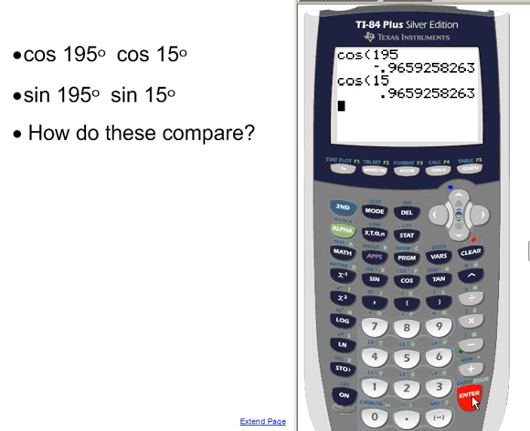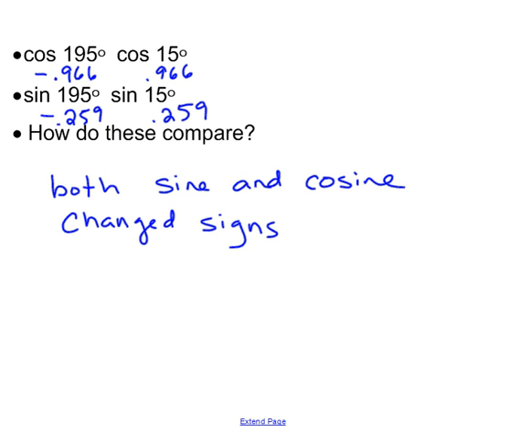So let's check what sine does. Sine of 195 versus sine of 15. This one switches signs. So let's put this information down so that we have it in our notes. Okay, so you can see I got those numbers in there, and then how do these compare? Both the sine and the cosine change signs.